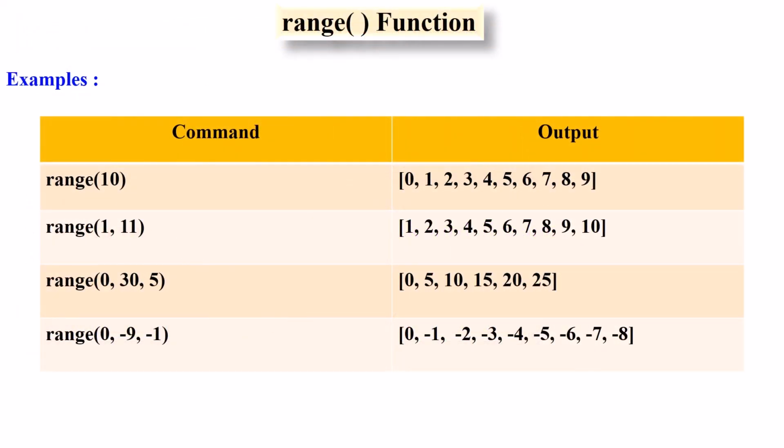Here are some examples of range function. Range of 10 gives the output 0, 1, 2, 3, 4, 5, 6, 7, 8, 9. Range of 1, 11 gives the output 1, 2, 3, 4, 5, 6, 7, 8, 9, 10. Range 0, 30, 5 gives the output 0, 5, 10, 15, 20, 25. Range of 0, -9, -1 gives the output 0, -1, -2, -3, -4, -5, -6, -7, -8.